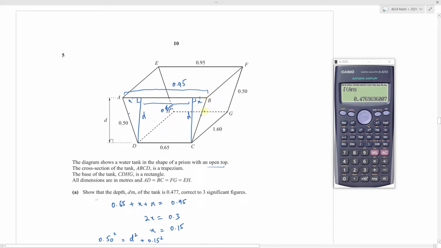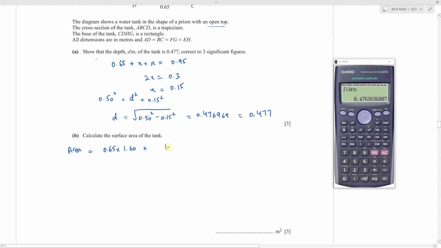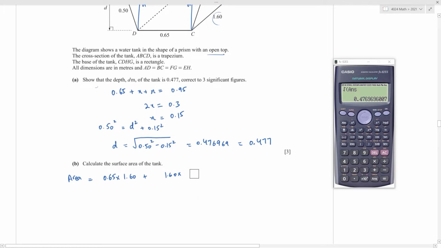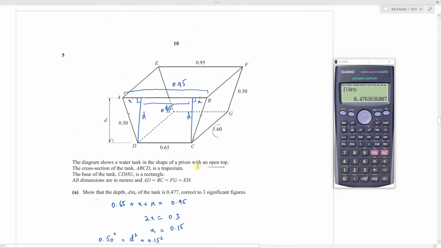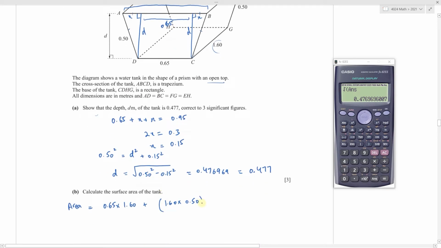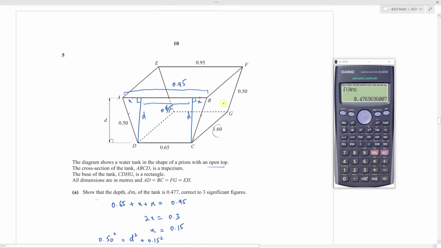let's look at this right hand side. This is a rectangle as well. BCGF is a rectangle, and its area will be 1.60 multiplied by 0.50, not 1.5, 0.50. And this area is the same as the area of this left hand side, the rectangle AEHD. So AEHD is the same as this. So I'll simply multiply this area by 2 to get both the right and left hand side.